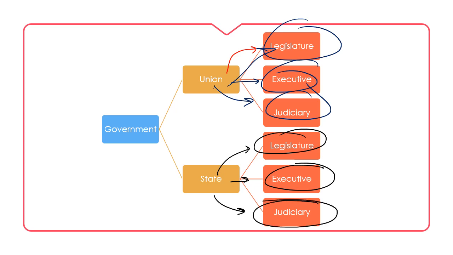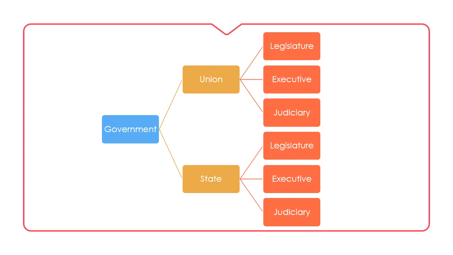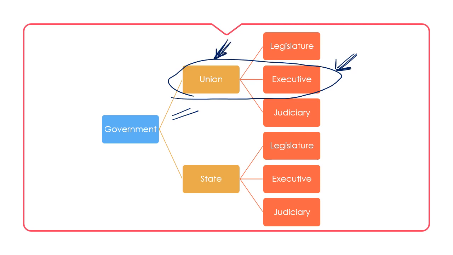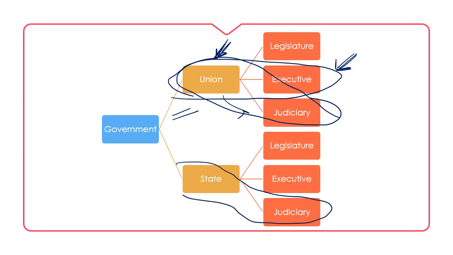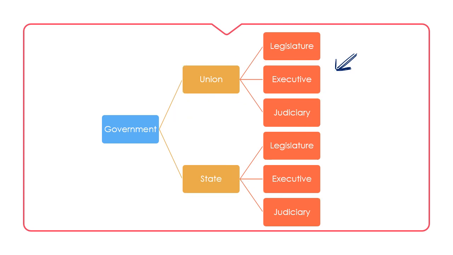If you remember, in the beginning of the lesson, I made a mention of union executive. What does that mean? It means it is talking about the executive at the center. Likewise, if I talk about the union judiciary, then it would be talking about the judiciary at the center. If I talk about the state judiciary, it will talk about the judiciary at the state level. So I hope with this diagram you can understand as to what all of these would convey.